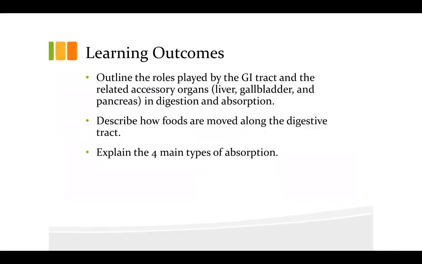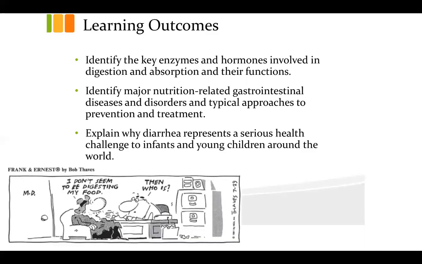Some learning outcomes for the day. We are going to learn about the GI tract, all of the organs of the GI tract, and the accessory organs, which are the liver, gallbladder, and pancreas. Learn how foods are moved along the GI tract, discuss absorption, identify key enzymes and hormones, identify major nutrition-related GI diseases and disorders. When I say GI, I'm referring to gastrointestinal, so it's just an abbreviation I use. Discuss diarrhea around the world. This will be just very brief.